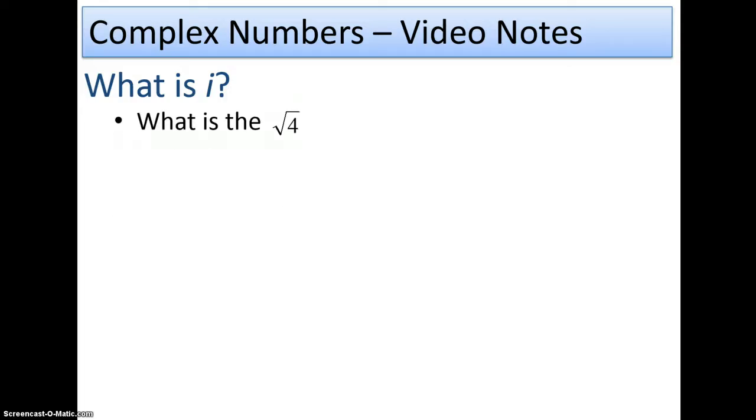We've been working over the last few days. What is the square root of 4? Well, we know the square root of 4 is 2. But why is the square root of 4 2? Well, when we take the square root, we ask ourselves, what number times itself gives you the number under the radical?